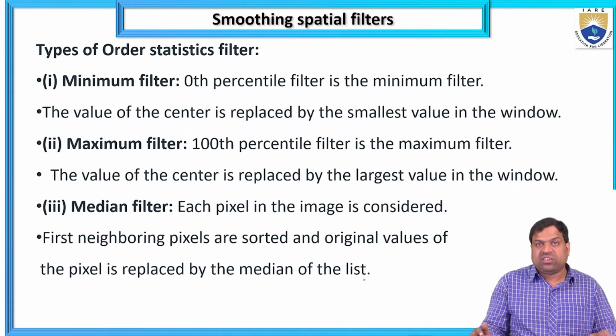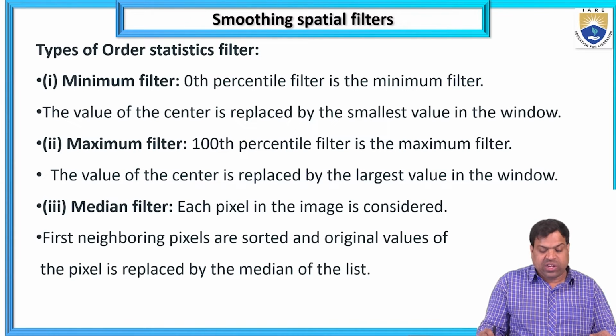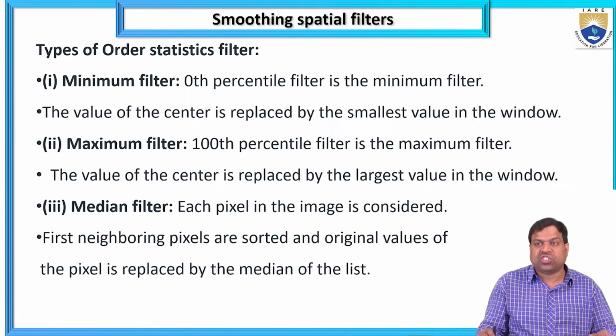Now the other types of order statistics filters. What are the subtypes? Minimum filter, maximum filter, median filter. So what is the minimum filter? The 0th percentile filter is the minimum filter. The value of the center is replaced by the smallest value in the window. The maximum filter, the 100th percentile filter, replaces the value of the center by the largest value in the window. Median filter: each pixel in the image is considered, first the neighborhood pixels are sorted, and the original value of the pixel is replaced by the median of the list.